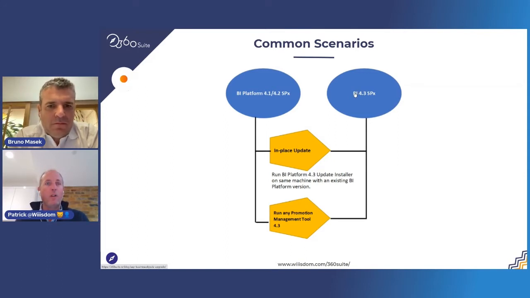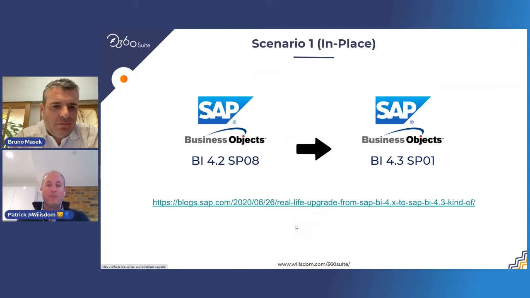So if you are on premise, you're at home with your own server, you can either install 4.3 straight on top of your 4.1 or 4.2, that's called an in-place update, or you can do it side by side by using a promotion tool, either the one coming with Business Objects, or you can use our own promotion tool coming with 360 Suite.